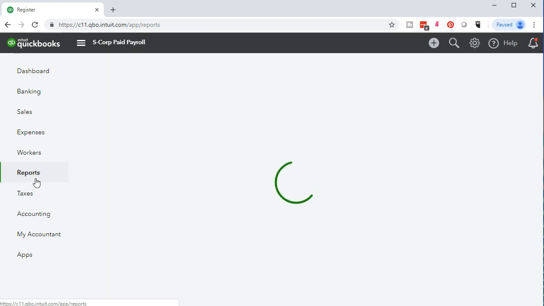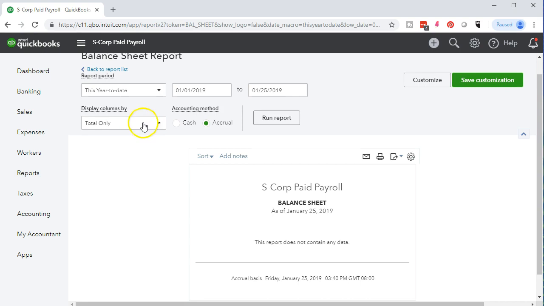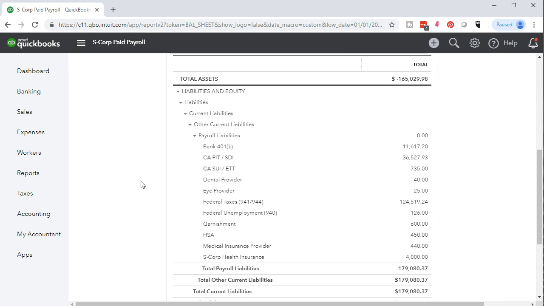Reports on the left side, we will consider the balance sheet and income statement. Open up the balance sheet first, changing the dates from 1/1/19 to 12/31/19, and run that report. These accounts are going to be set up by QuickBooks by default, and they're set up here. We've got the federal taxes and we have the federal unemployment.